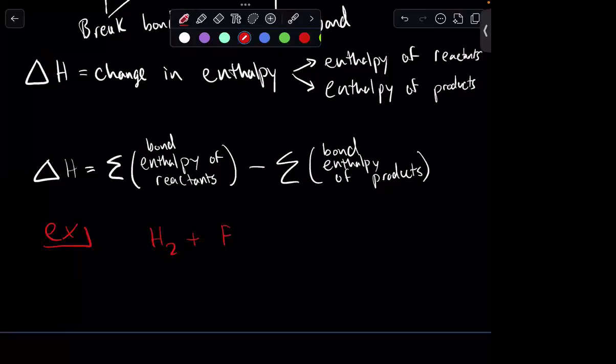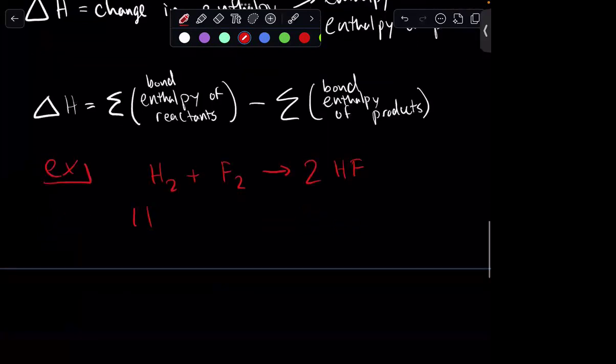H2 plus F2 reacts to form 2HF. So what we have to do is analyze the bonds in each of these. H2 is a single bond, F2 is a single bond. When we add these together, we react to get 2HF. Or, if we want to look at it a little different way, we have HF and HF. So we have these two molecules.